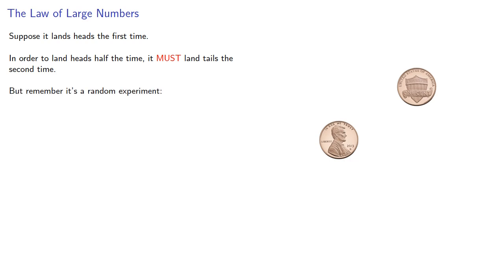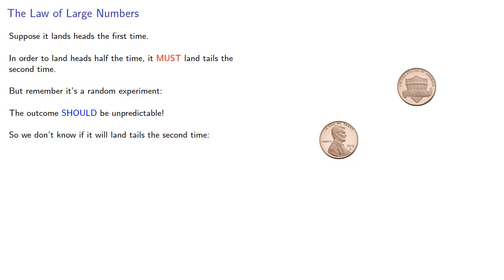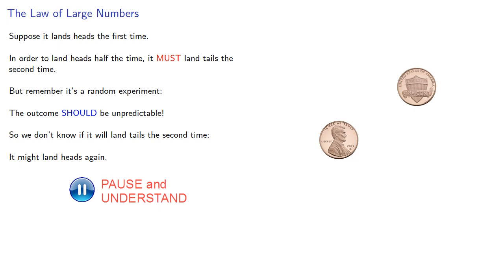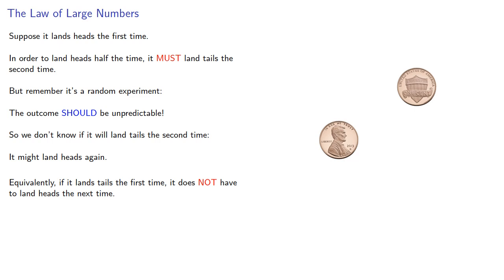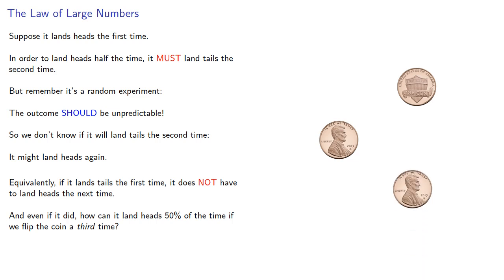But remember, it's a random experiment. The outcome should be unpredictable. So we just made a prediction of what it must do, and that speaks against it actually being a random experiment. So if it's a random experiment, we don't know how it will land the second time. It might land heads again. Equivalently, if it lands tails the first time, it does not have to land heads the next time. And even if it did, how can it land heads 50% of the time if we flip the coin a third time?